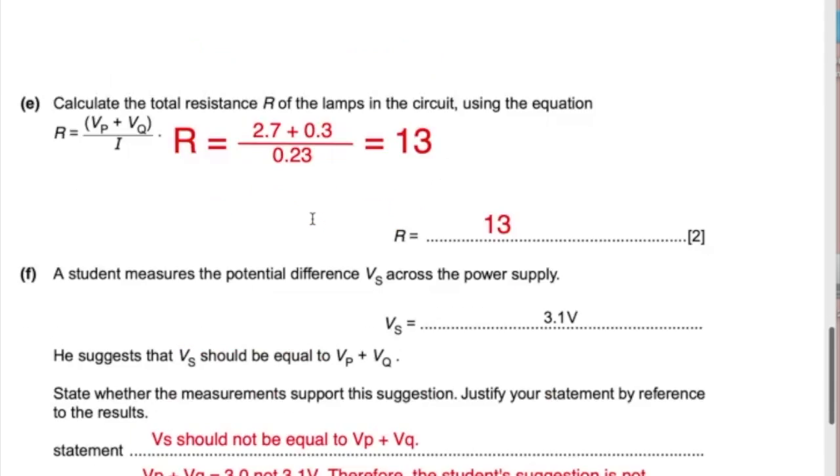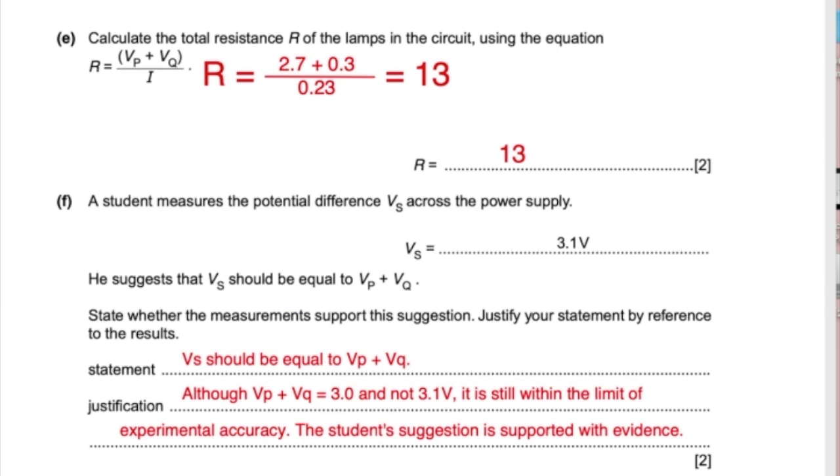Last but not least, letter F. A student measures the potential difference Vs across the power supply to be 3.1 volts. This student suggests that Vs should be equal to Vp plus Vq. So the statement here is that Vs should be equal to Vp plus Vq. The justification for this is that although Vp plus Vq was 3.0 volts and not 3.1 volts, it is still within the limit of experimental accuracy, and therefore the student's suggestion is supported with evidence.